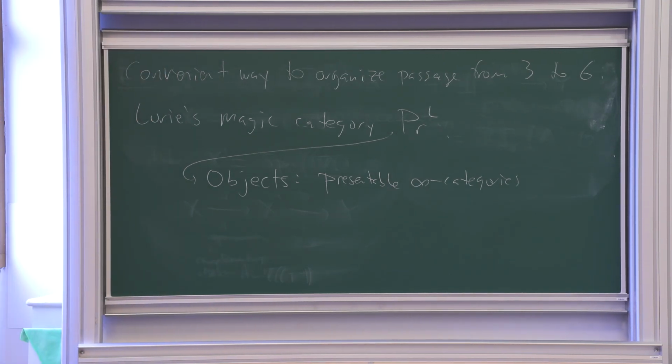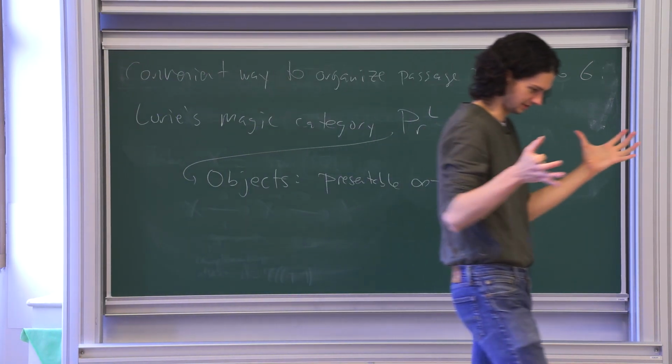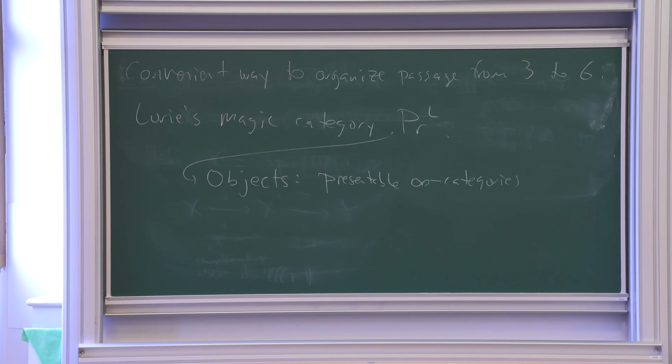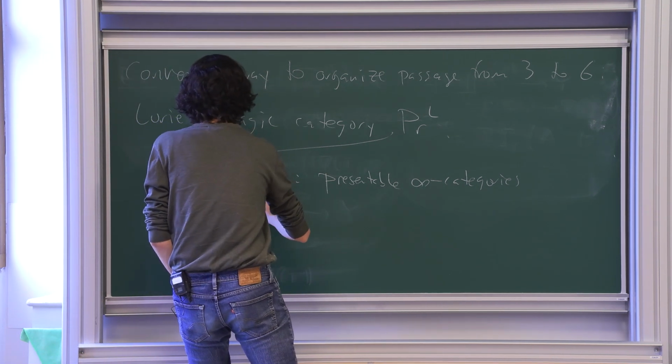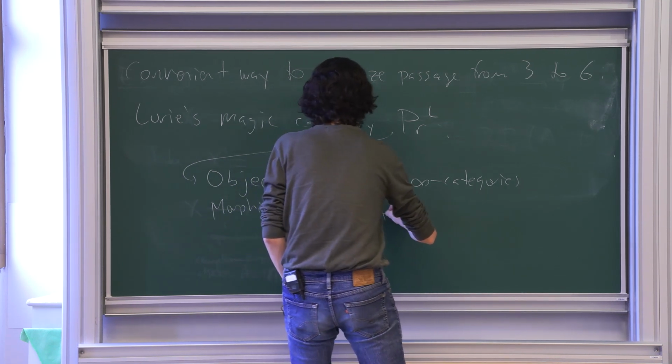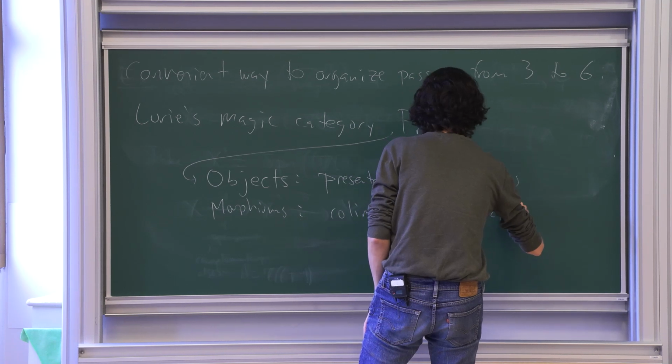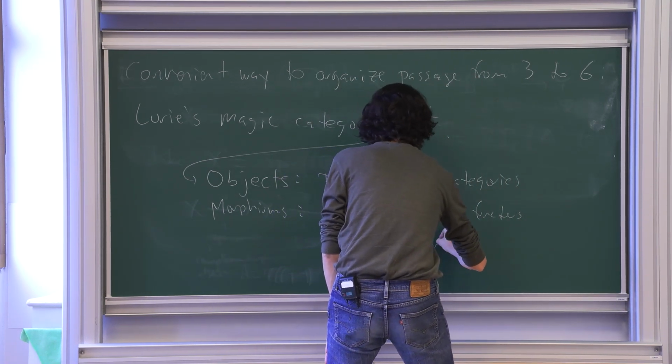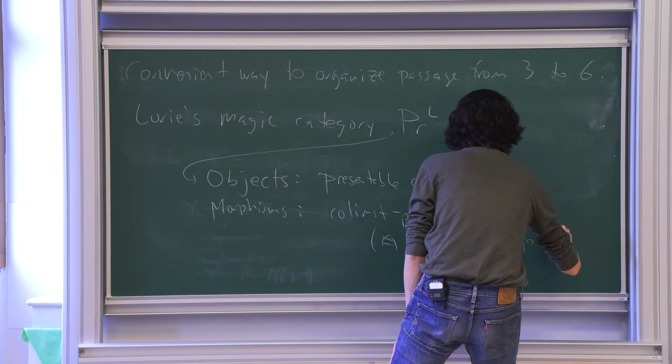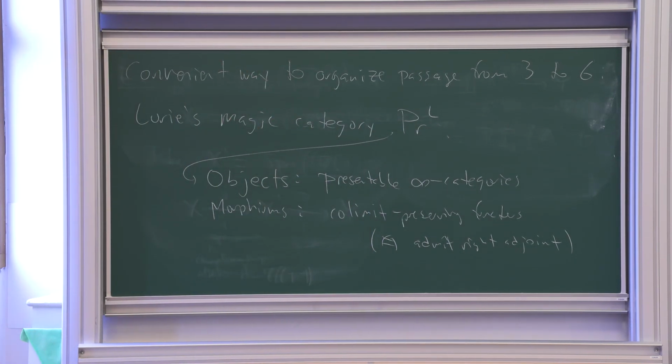Presentable means you have all small colimits, and you're in some sense controlled by a small subcategory. So there's a small subcategory such that the whole thing is gotten by formally adjoining some sufficiently filtered colimits. So you should be kappa compactly generated for some kappa. And the morphisms are the colimit preserving functors, which is equivalent to admitting a right adjoint. So let me tell you a bit more about this magic category.